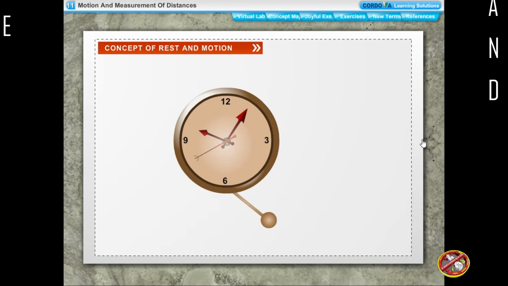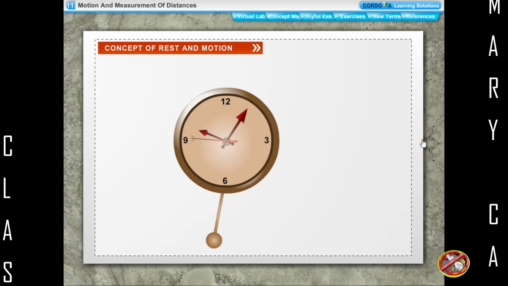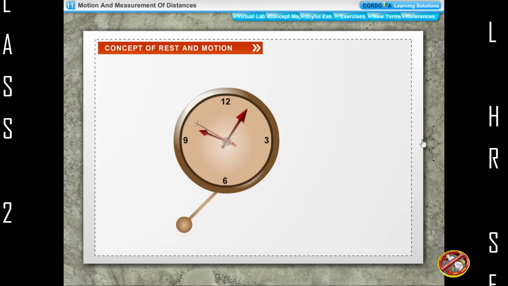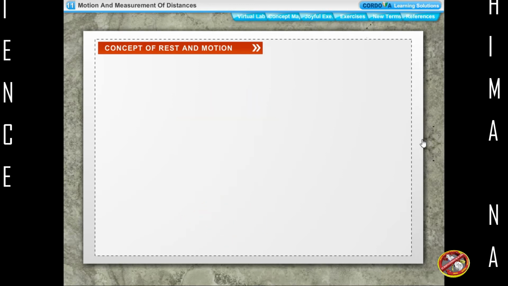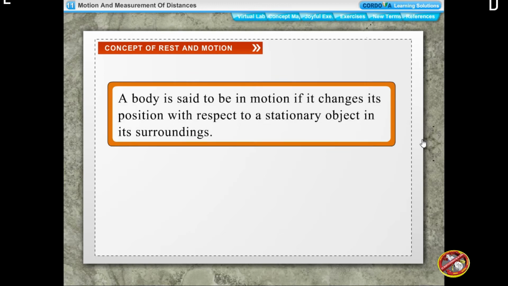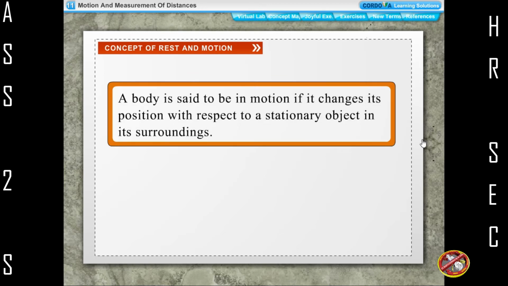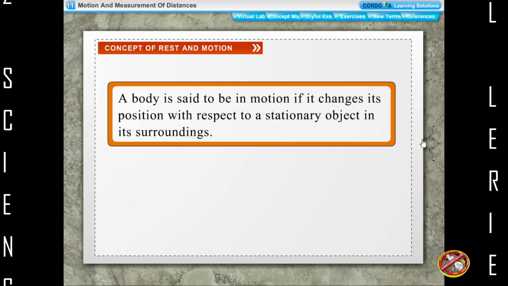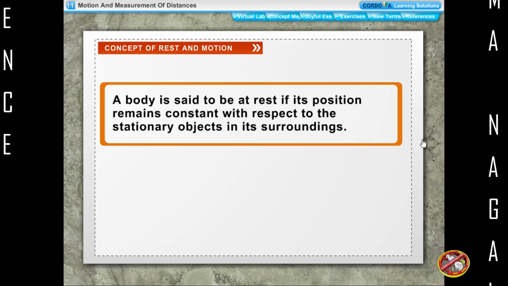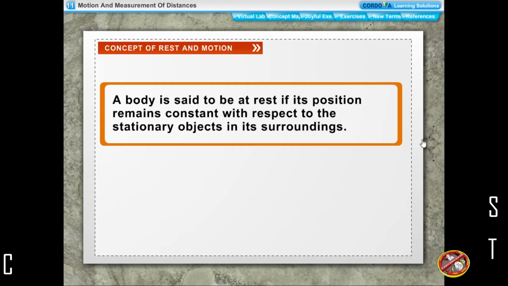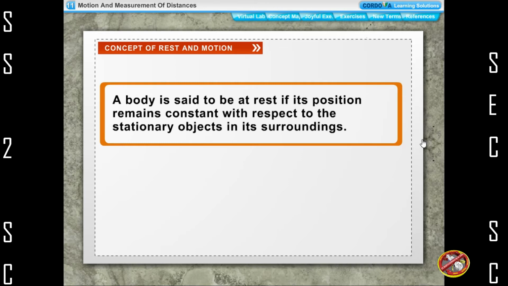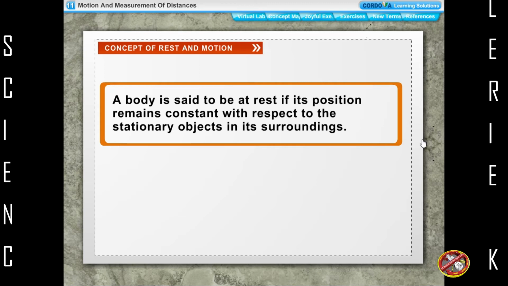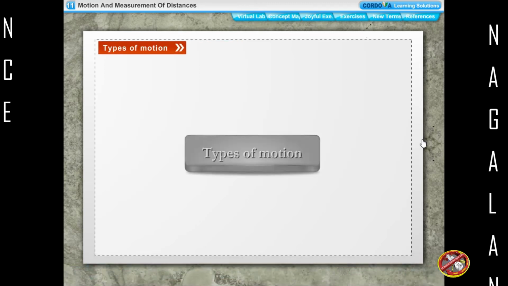These examples show that one thing is common to every moving object. That is, it keeps changing its position continuously. A body is said to be in motion if it changes its position with respect to a stationary object in its surroundings. A body is said to be at rest if its position remains constant with respect to the stationary objects in its surroundings. Types of motion.